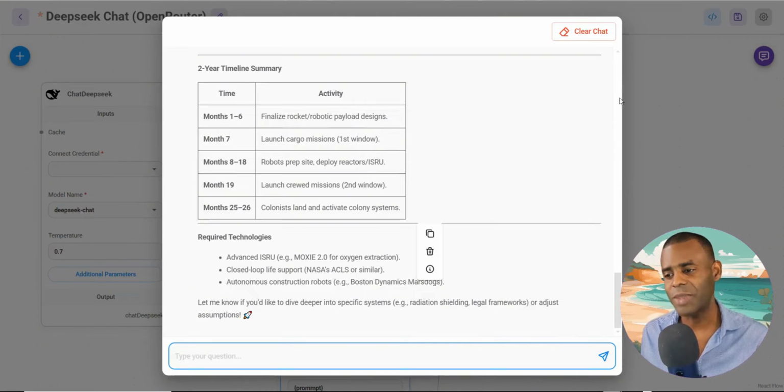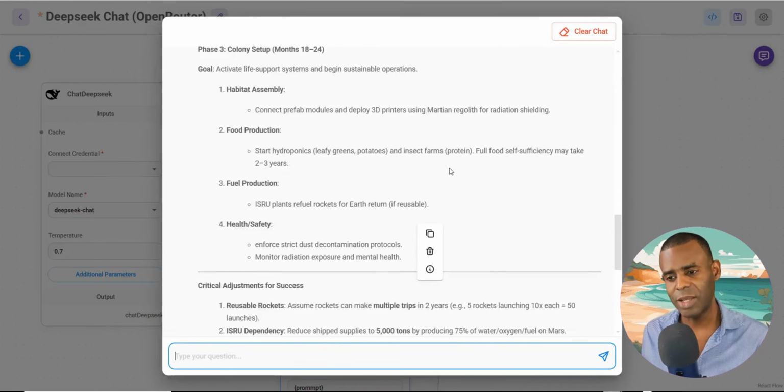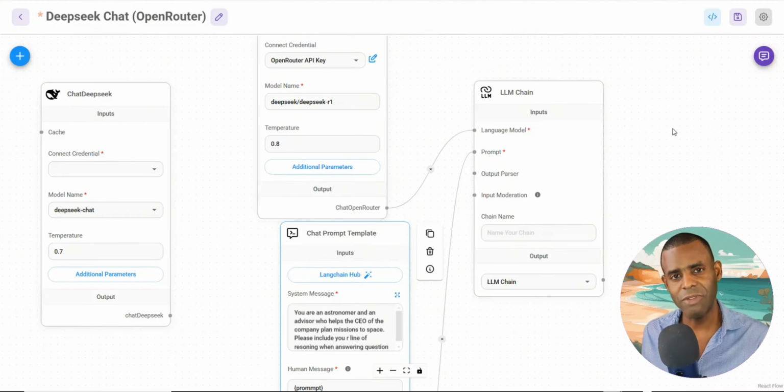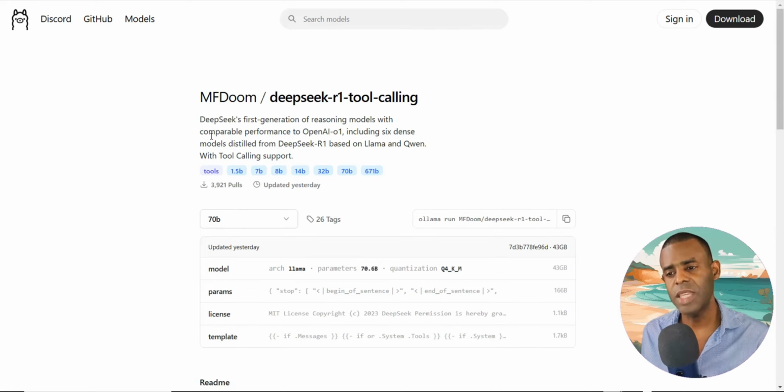This was actually one of the first examples I tried when I was testing it, and I was really impressed with the way it was working. After that, because I had used this on a previous project with some script writing, I wanted to test the function calling with the R1 model. Like I said, the function calling right now is still experimental, but we can test it using Flowise and Ollama. Ollama has a number of different R1 variants, and the one we're going to use to test the function calling is the Deepseek R1 tool calling model by MF Doom.